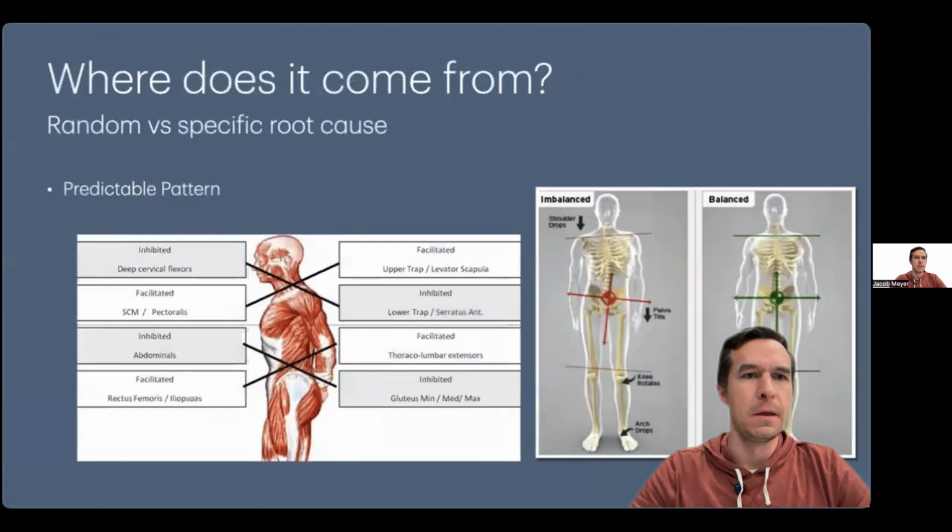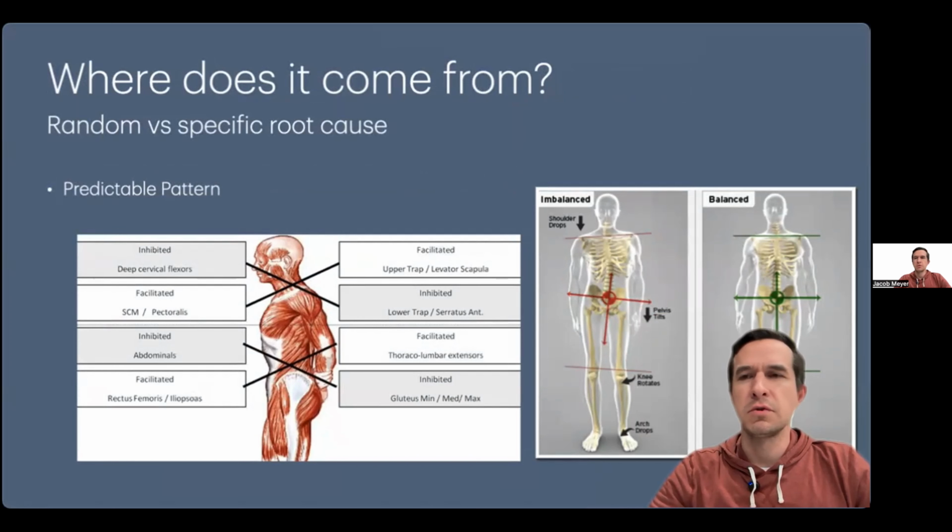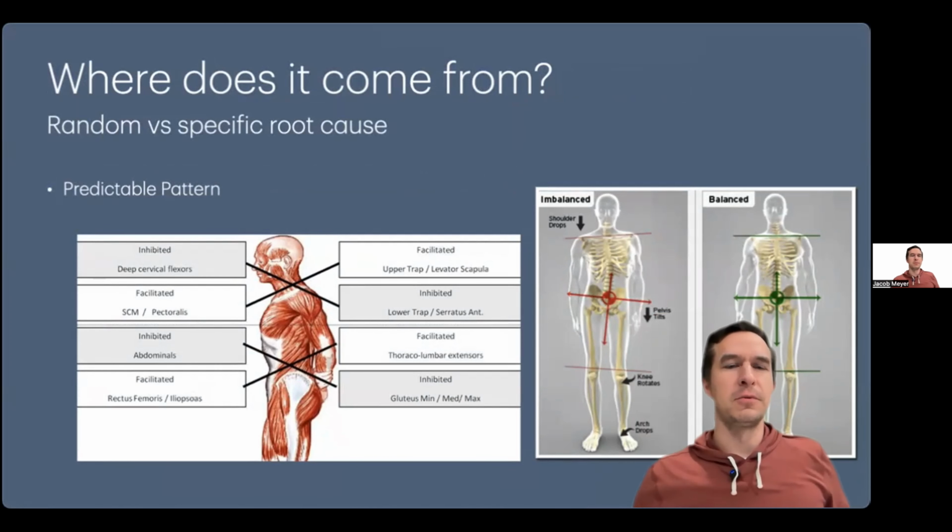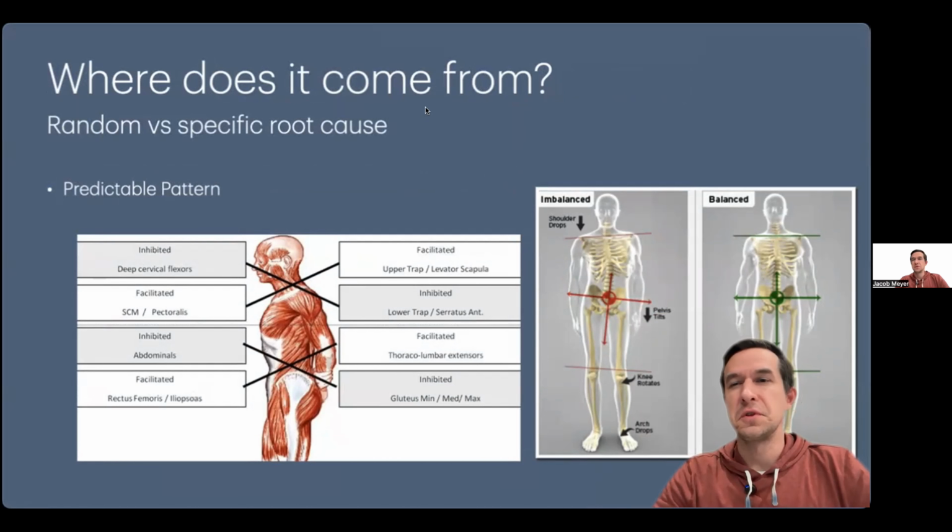All right, so pain. Where does it come from? Is our pain random, or does it come from a specific cause? A lot of times it has a very specific cause. People spend lots of time, energy, and money trying to find that root cause. Sometimes it can be hard. Sometimes it's right under our nose and we just don't find it.